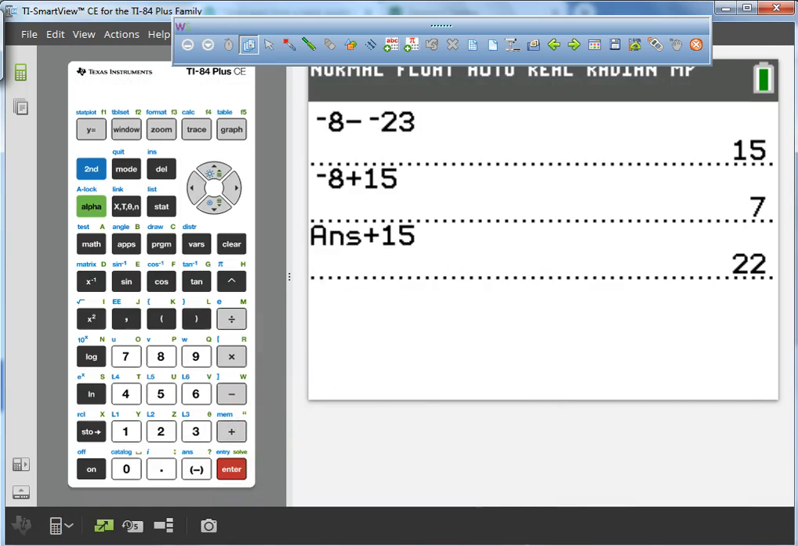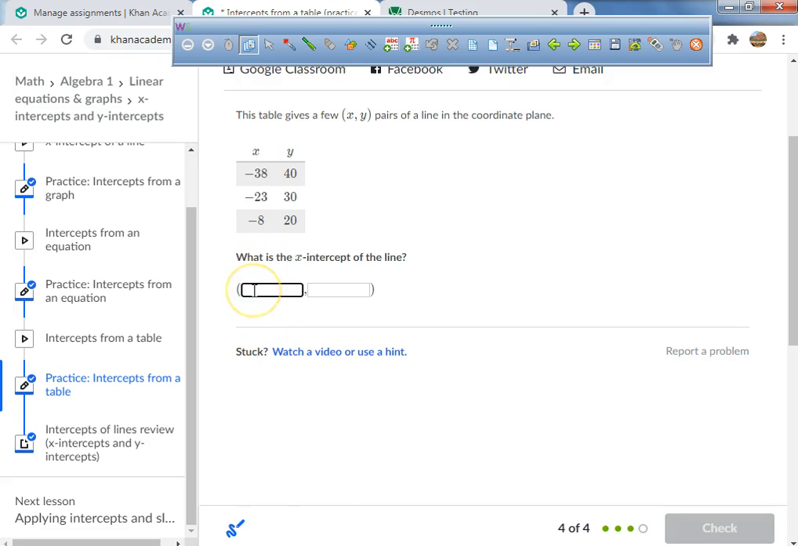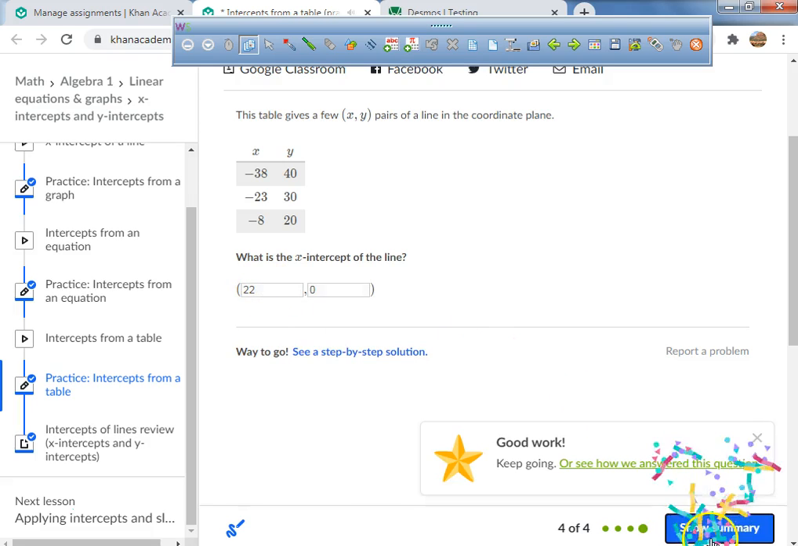So this is just a little part 2. First video we just did in Desmos. This one we're doing it by hand because we felt a little guilty. All right, so 22, 0. And that's all you got to do.